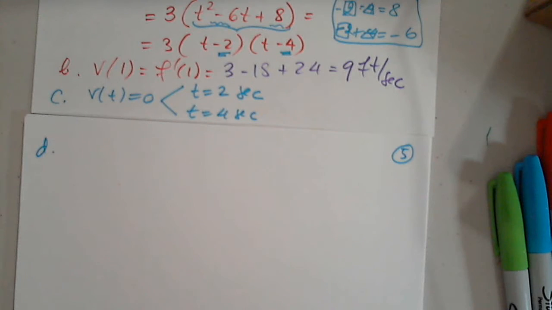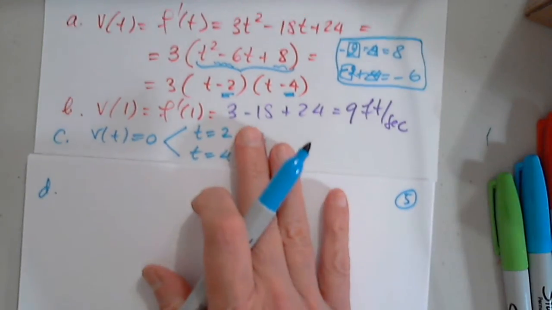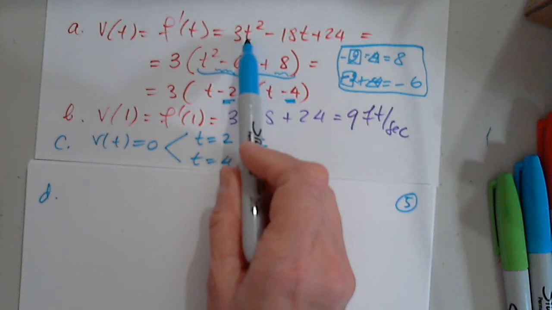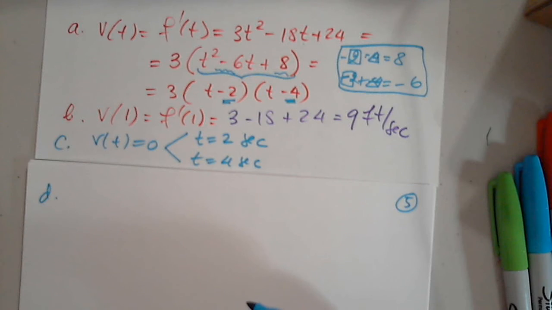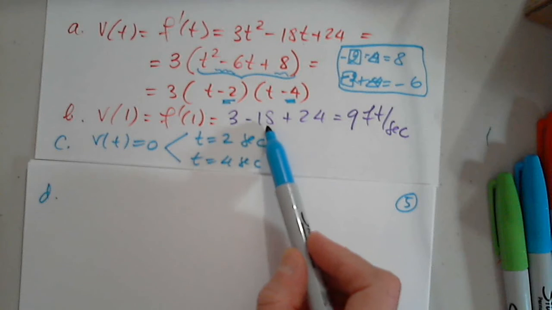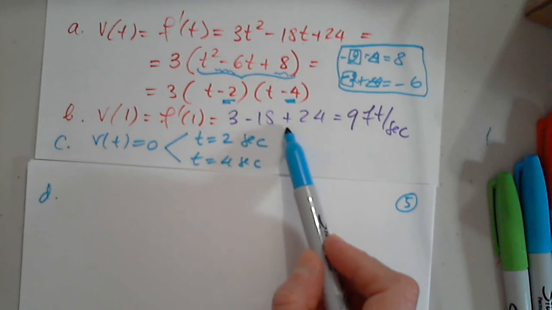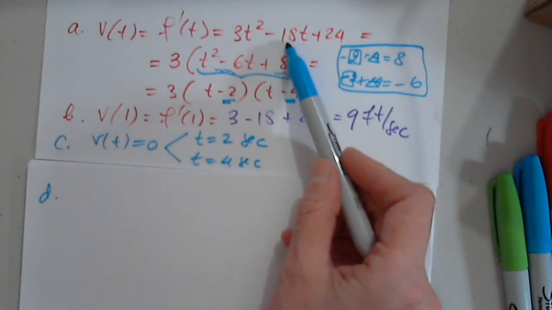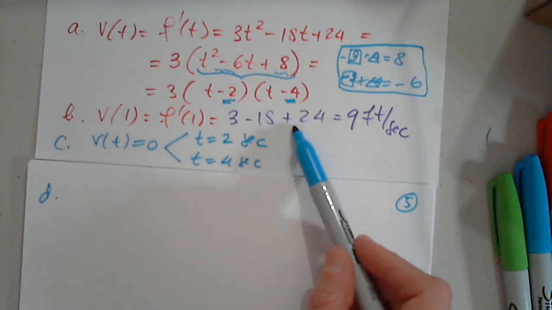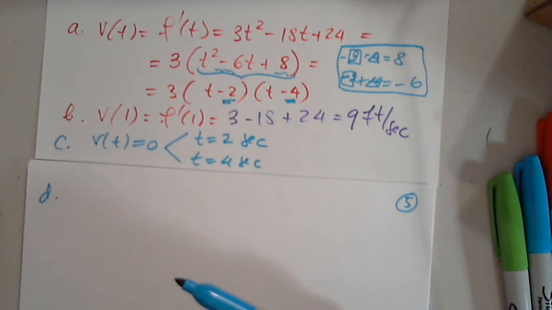Yeah, I have a question. Okay. I get part C. Can you explain part B again? Yes. V of 1 means 3 times 1 squared minus 18 times 1 plus 24. Oh, okay, you put it into the derivative. Okay. And that's what we have here. 3 minus 18 plus 24. I got it. Thank you.